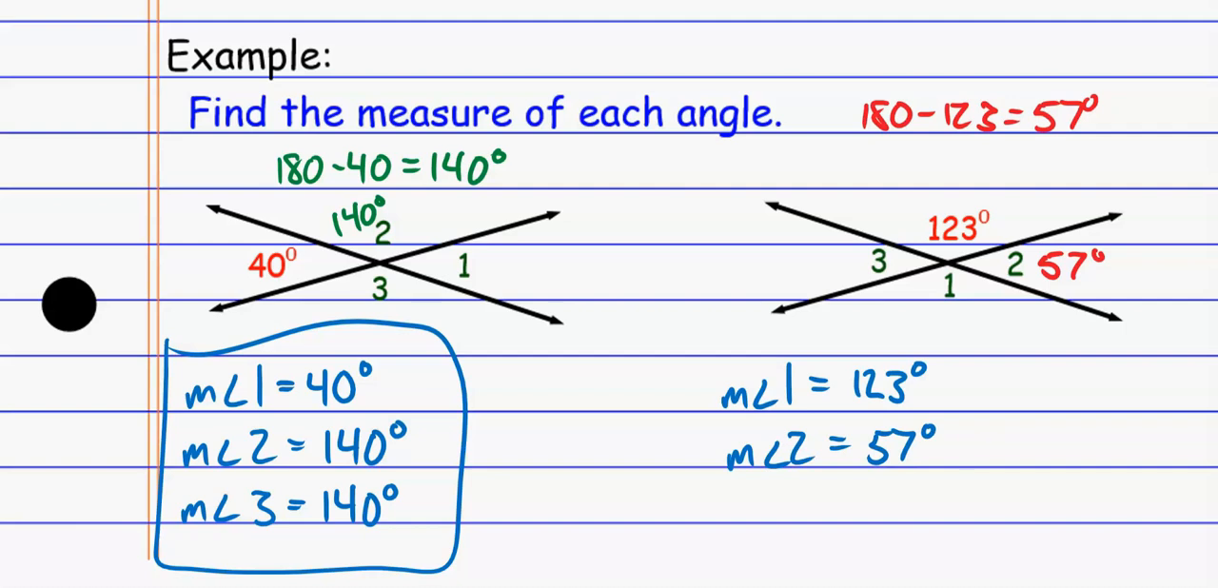The measure of angle 3 then, these are now vertical angles. So if angle 2 and angle 3 are vertical angles, that's also 57 degrees.